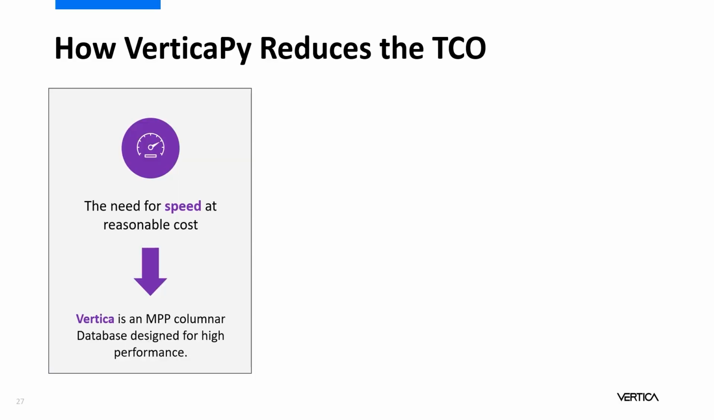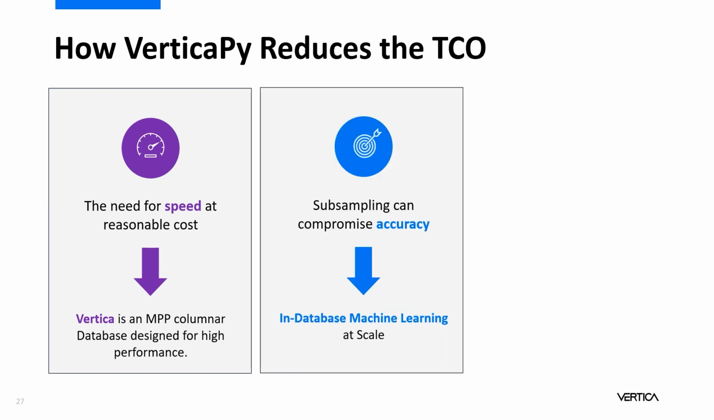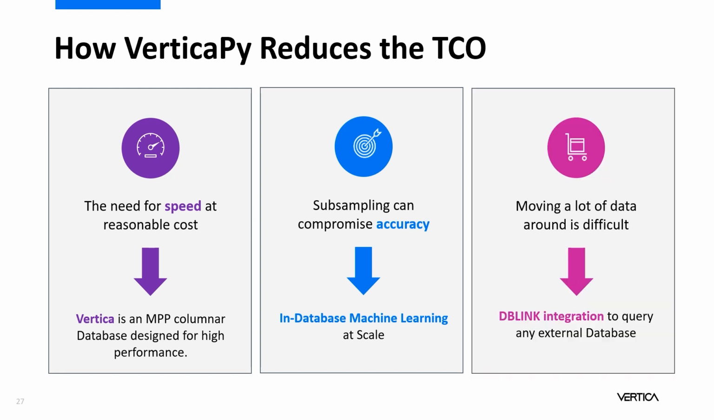During the presentation, we have tackled three main points. VerticaPy helps any company to reduce TCO by combining many functionalities into one. Thanks to Vertica architecture, it is performant. It provides built-in machine learning without any additional cost. And with DB-Link integration, no need to buy an extra technology to be able to query anywhere.